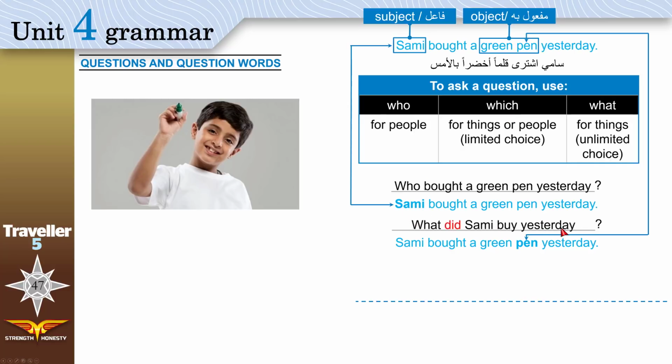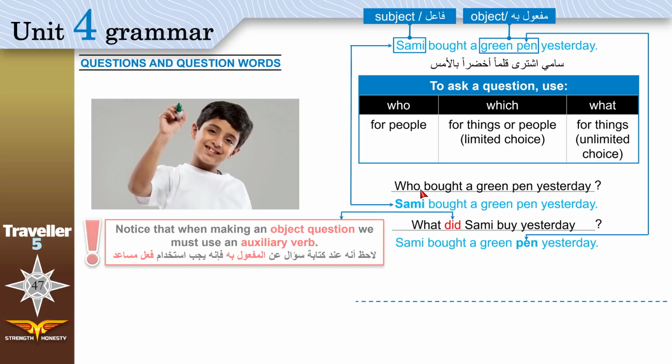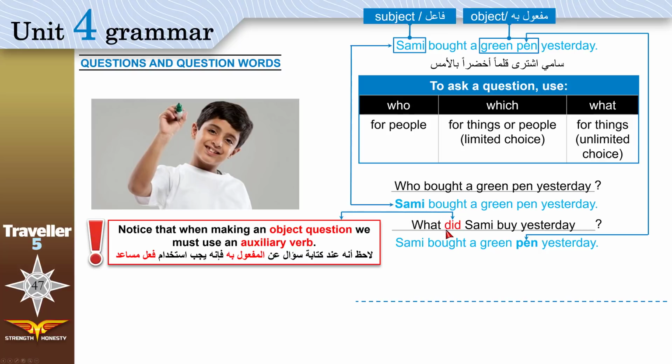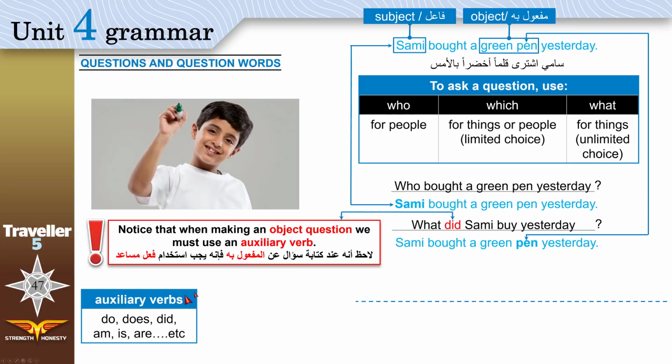What did Sammy buy yesterday? Okay, look, I see did here. Why did we use did? We didn't use did here. Interesting. We use did, which is an auxiliary verb, if we ask about the object. We're asking about pen, right? Pen is the object. When you ask about the object, use auxiliary verbs. What are auxiliary verbs? Did? Well, did is one auxiliary verb. You can use do, does, did, am, is, are, have, has, had.